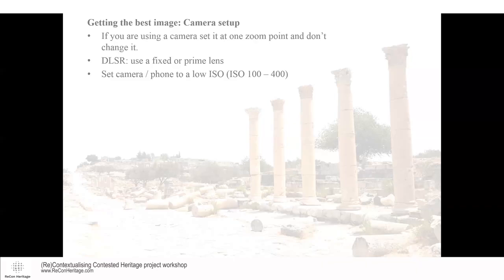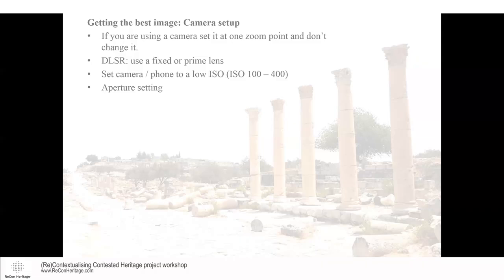You need to set your camera or your phone to the lowest ISO you think is reasonable. So these are the same general comments that we talked about in photogrammetry. These are rules for good photography, and good photography will give you good 360 photographs. So ISO between 100 and 400 gives you nice sharp images with low noise, without too much grain, which could otherwise get in the way.